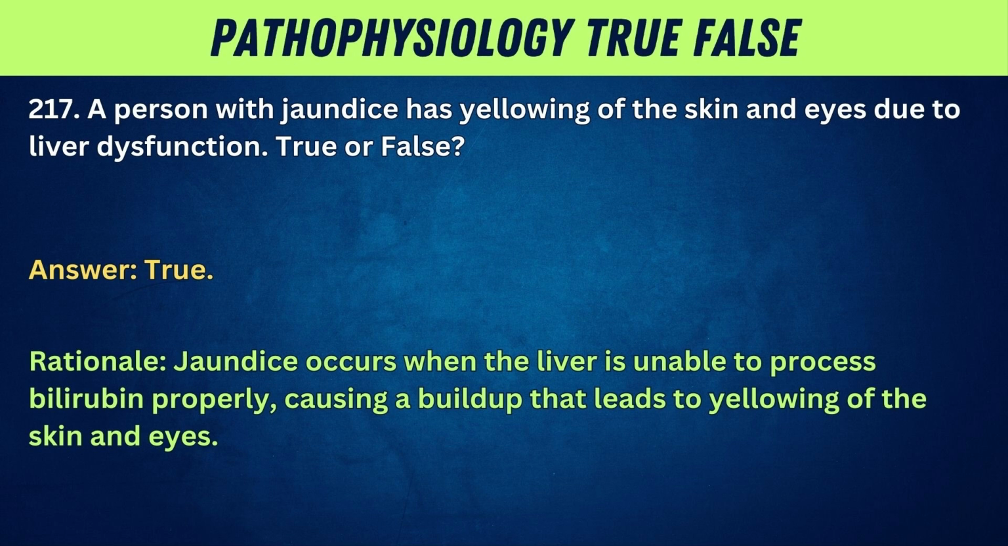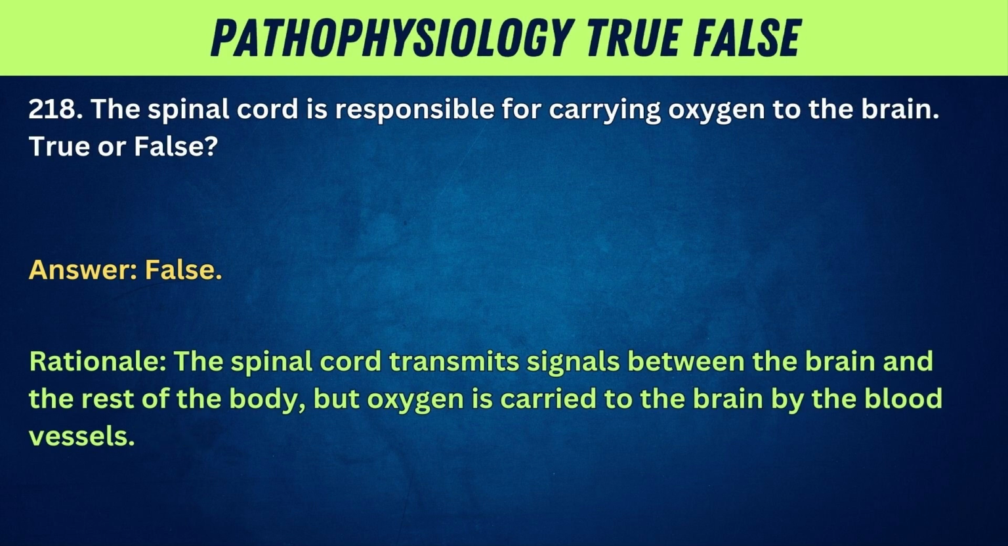217. A person with jaundice has yellowing of the skin and eyes due to liver dysfunction. True or false? Answer: true. Rationale: jaundice occurs when the liver is unable to process bilirubin properly, causing a buildup that leads to yellowing of the skin and eyes. 218.